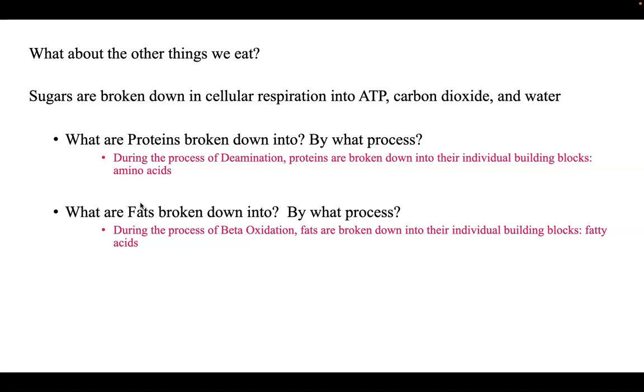When we're breaking down proteins, this is deamination. And proteins are broken down into their individual building blocks, amino acids. So all of our proteins are made up of amino acids. When we go through deamination, we are breaking those proteins down to the building blocks that they're made up of, amino acids. What are fats broken down into and by what process? Beta oxidation is how we're breaking our fats down. And we're breaking them down into their building blocks as well, fatty acids.